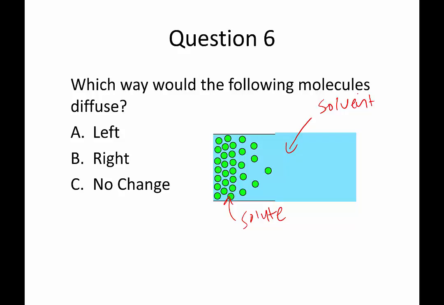Here we're going to see the movement of the green solute molecules from the area of high concentration to the area of low concentration. Again, we have low concentration on the right and high on the left. So we're going to see the molecules move from left to right. In this case, the correct answer is B. The molecules move to the right.